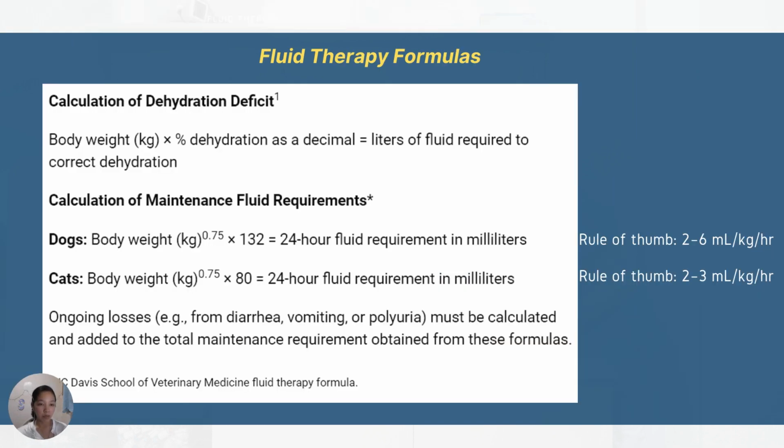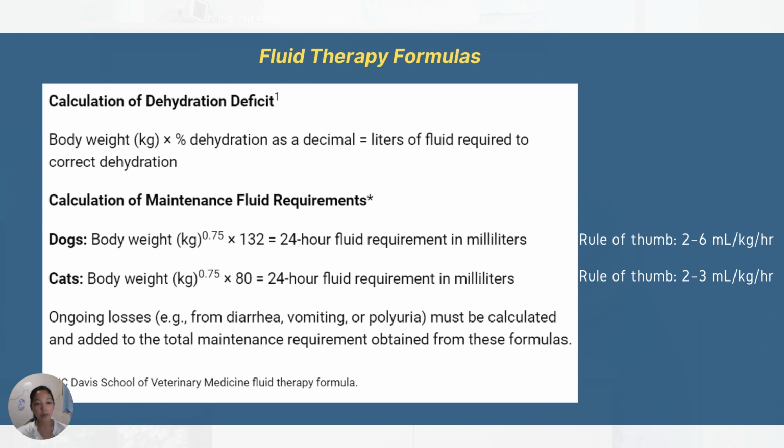So, fluid therapy formulas. To calculate the dehydration deficit of the animal, we multiply the body weight times percent dehydration as a decimal, which equals the liters of fluid required to correct hydration. In dogs, we multiply body weight to the power of 0.75 times 132, which equals the 24-hour fluid requirement in milliliters. As a rule of thumb, the fluid should be administered at 2 to 6 ml per kilogram per hour.